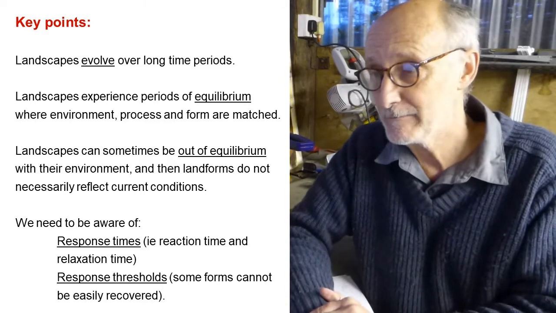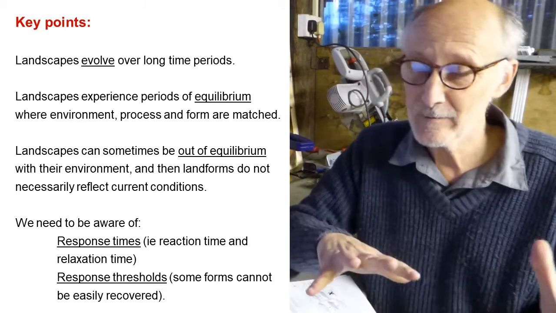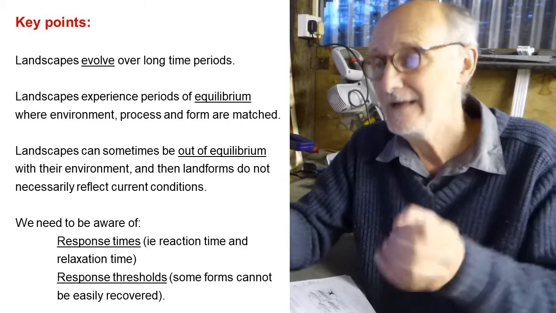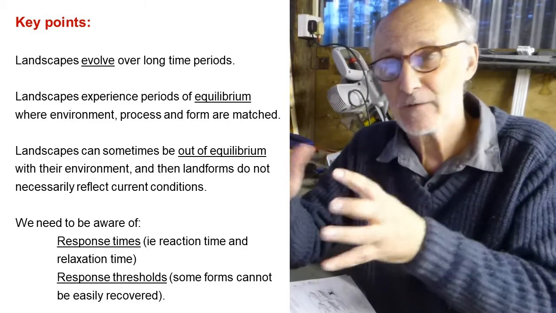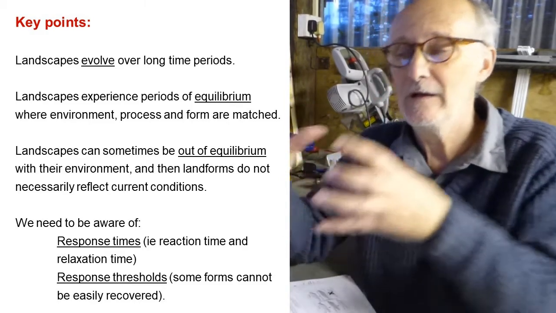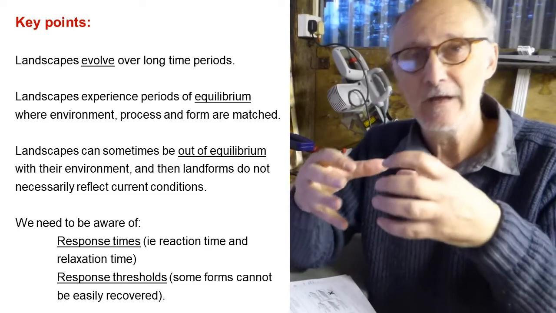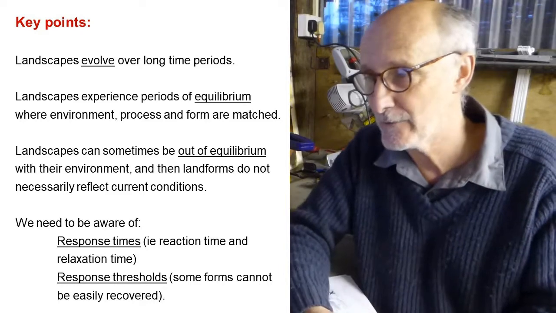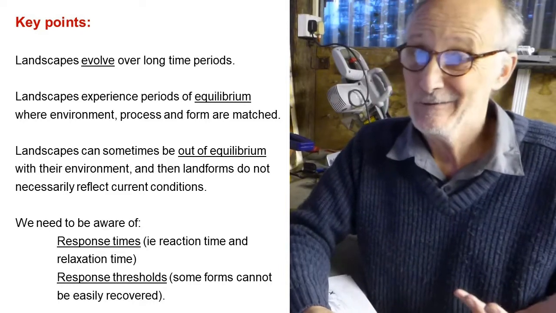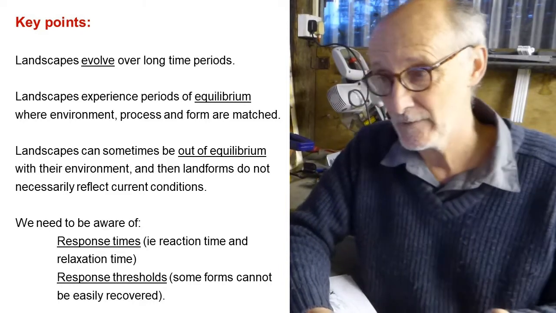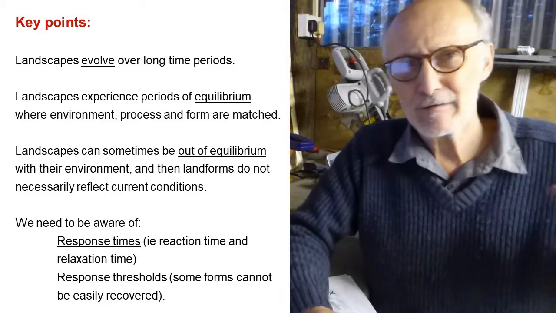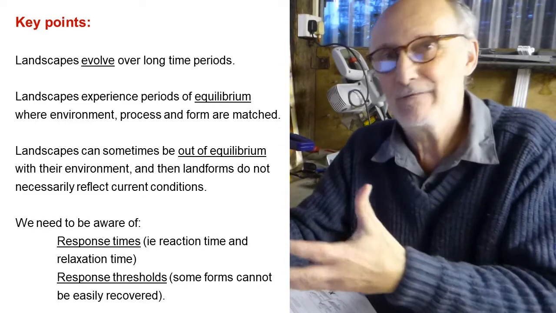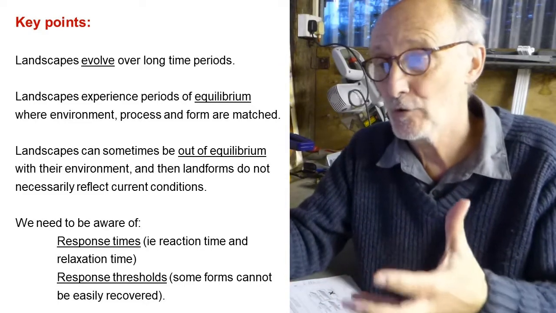Landscapes experience periods of equilibrium where the environment, the processes going on, remember we've talked about process environments before, and the forms are all matched up. You have a characteristic form for the processes that are going on because the processes are in sync with the environment. Everything is in equilibrium. But sometimes, often, landscapes are out of equilibrium with their environment because the environment has changed and the processes are only just beginning to catch up, and so the landforms certainly haven't caught up yet.